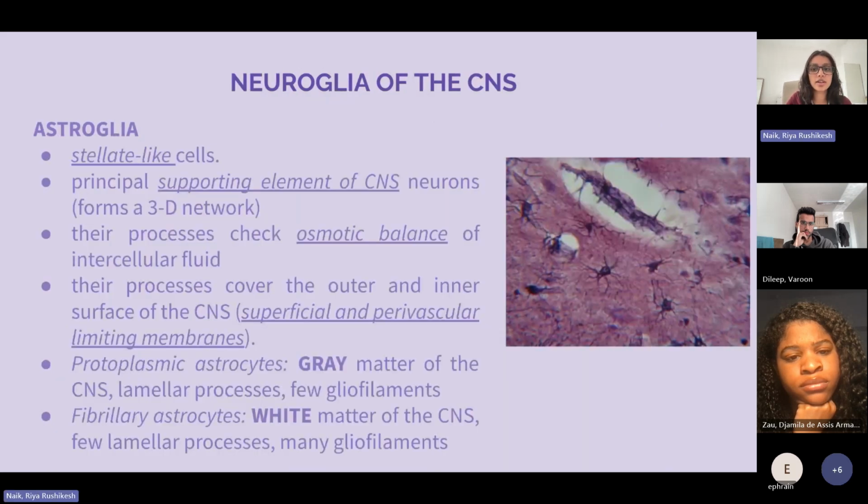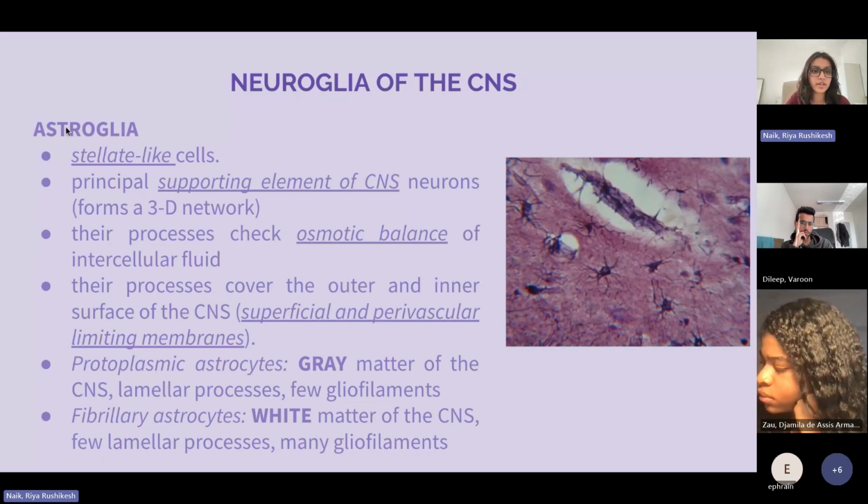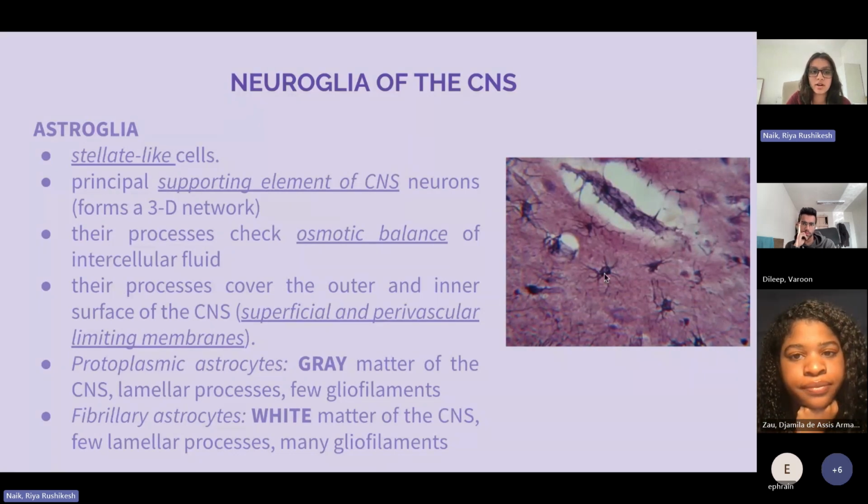Now, let's talk about the neuroglia of the CNS. Neuroglia are a special type of cells which are found in our brain. And in the CNS, there are multiple types, which I'll be going over right now. The first type is the astroglial cells. You see here these star-shaped or stellate-shaped cells. These are called the astroglial cells, and their main function is supporting function of the CNS. They help in supporting the entirety of the CNS.